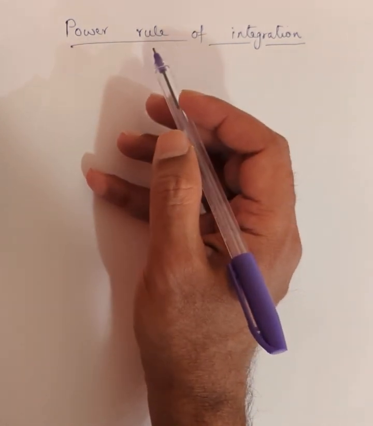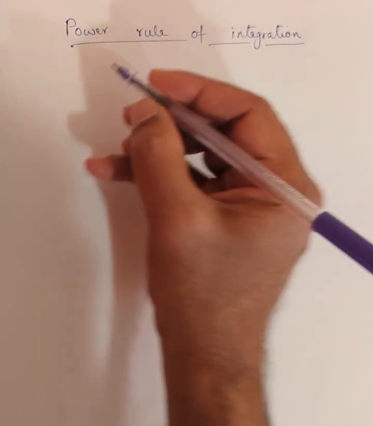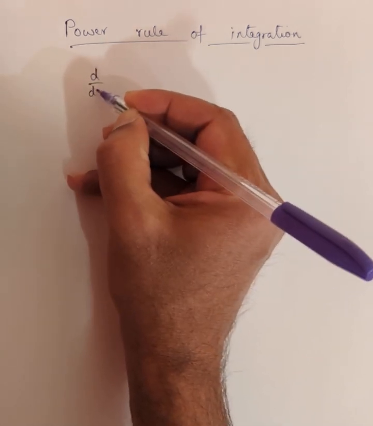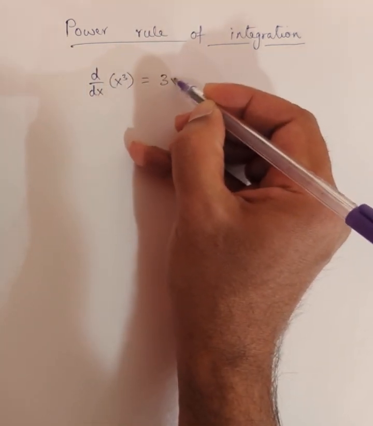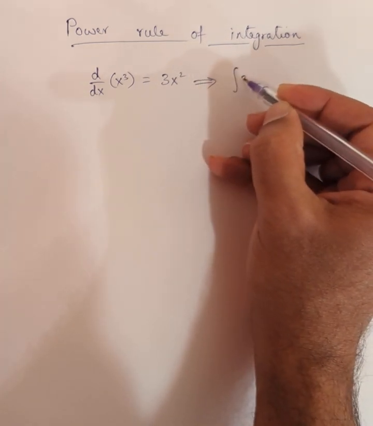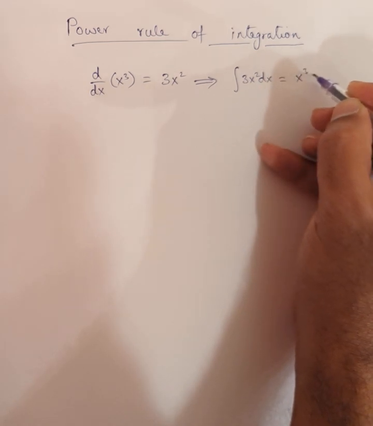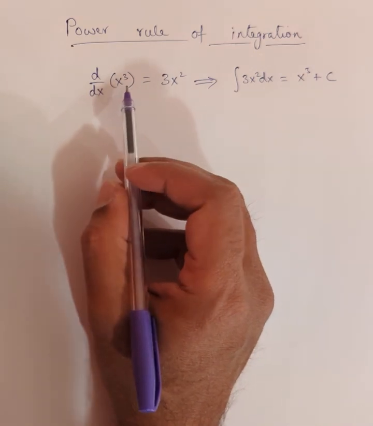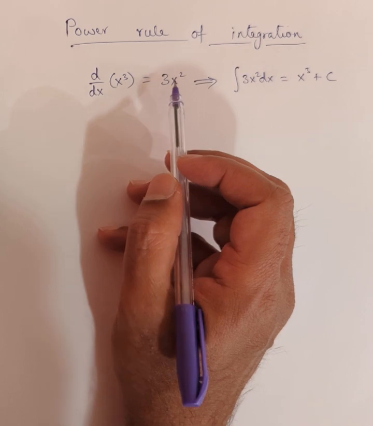We want to have some rule for integrations. Now, when you take the derivative of, say, x cubed, you get 3x squared. And from this example, we concluded that the integral of 3x squared would be x cubed plus c. So notice that whenever we take the derivative, the exponent goes down by 1.